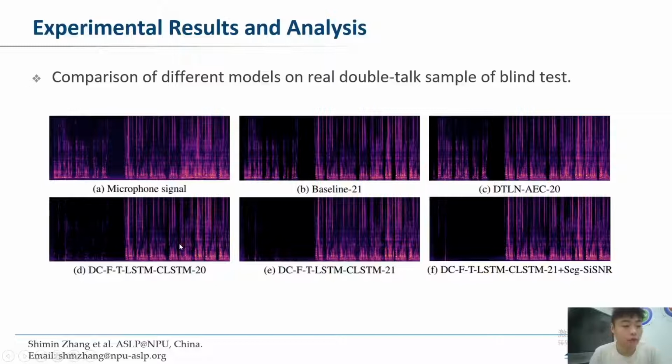It can be seen by comparing D and E that, with more and more data, our method becomes more effective at suppressing the residual echo. Finally, it can be seen by comparing E and F that segmented SI-SNR can further suppress the residual echo.